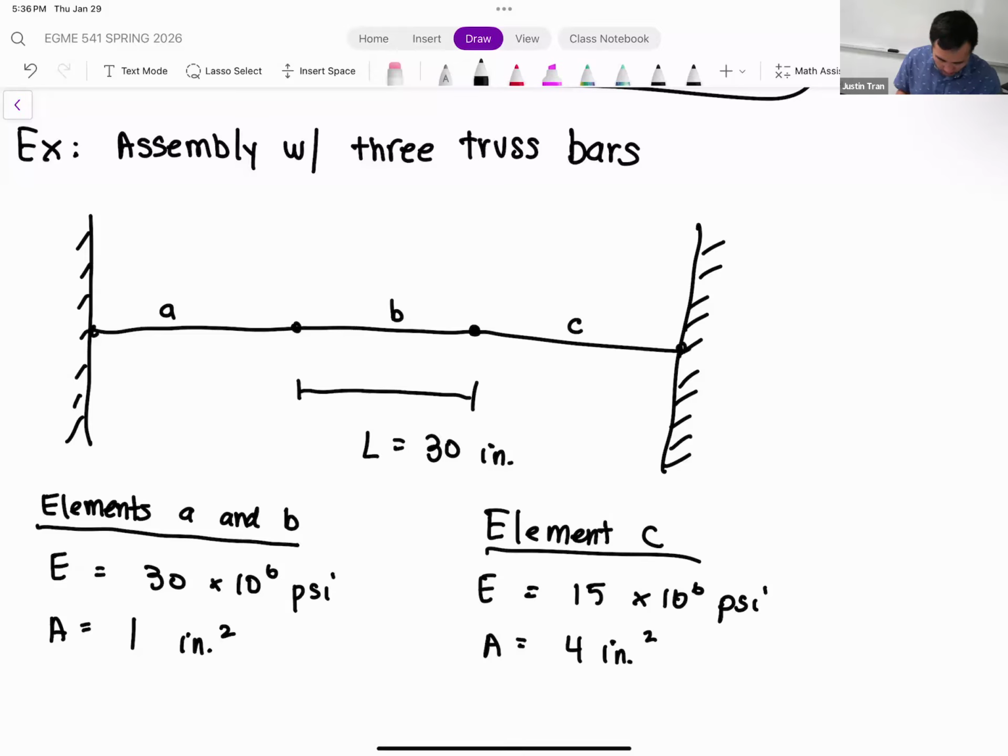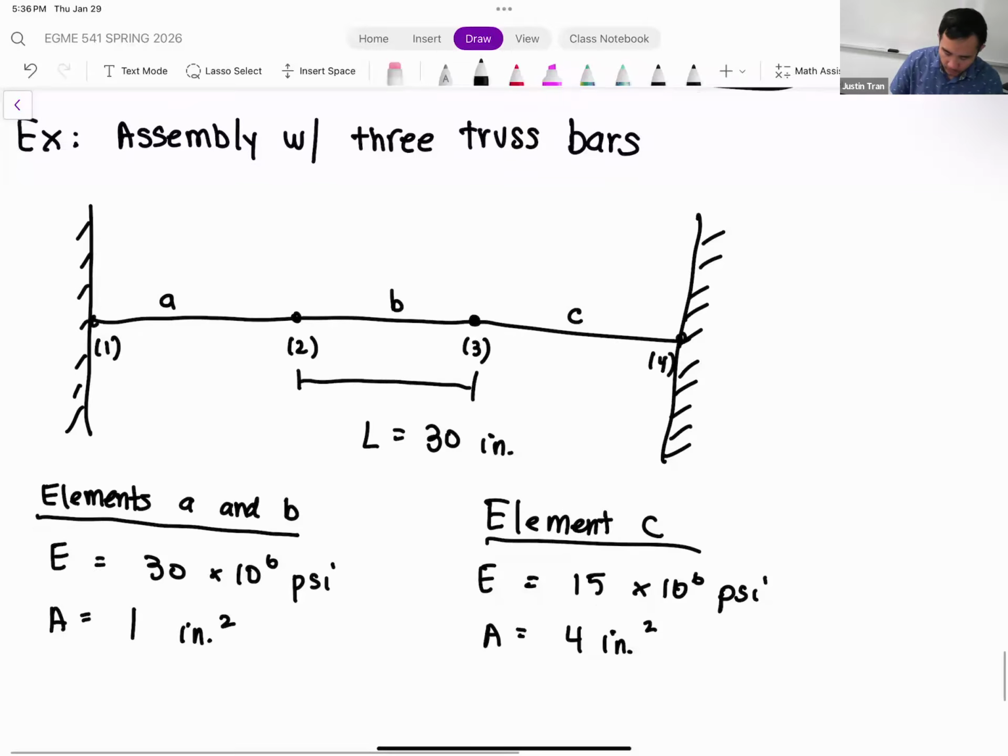All right. Let's go ahead and label all the nodes. And so we have node 1, node 2, node 3, node 4. And so just like we typically do in these finite element problems, we want to find the position or the displacement of all of the nodes in our system.